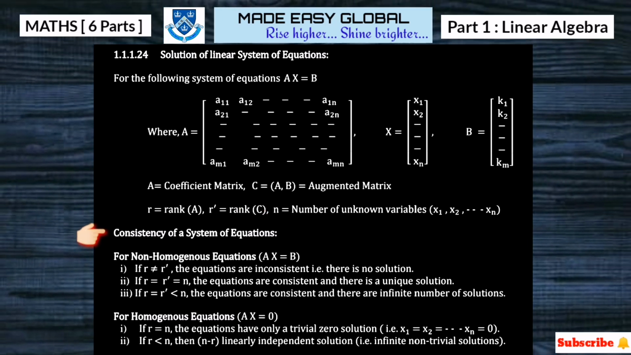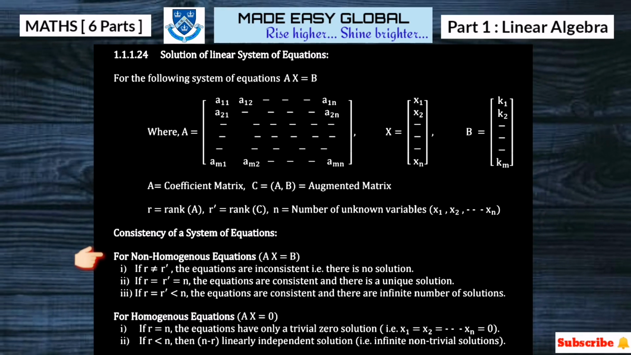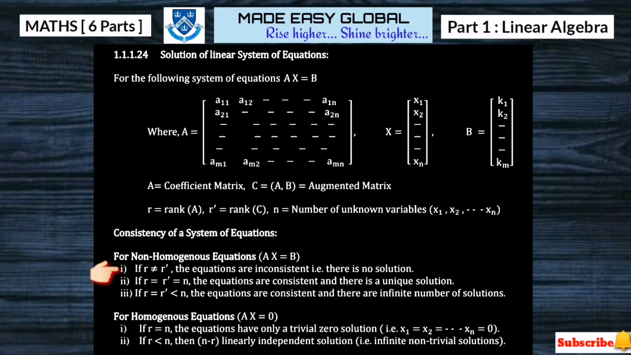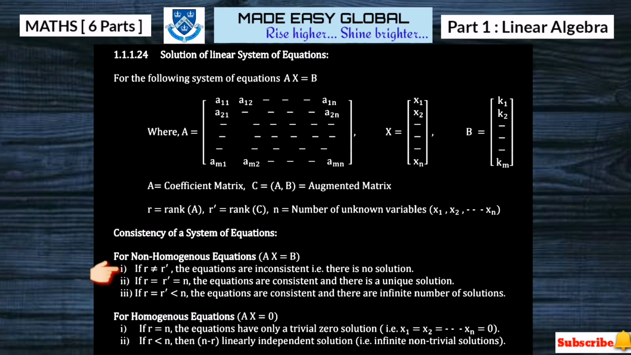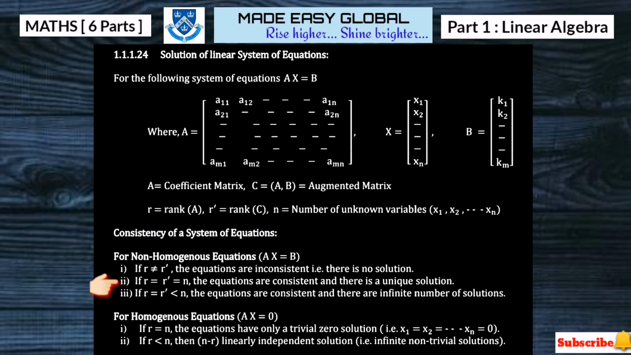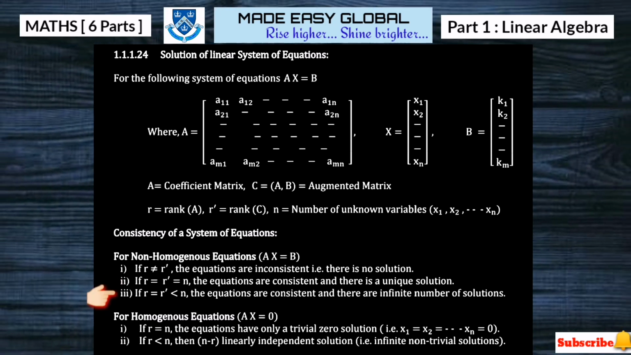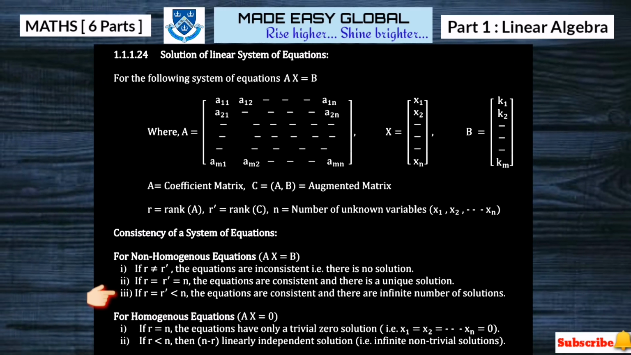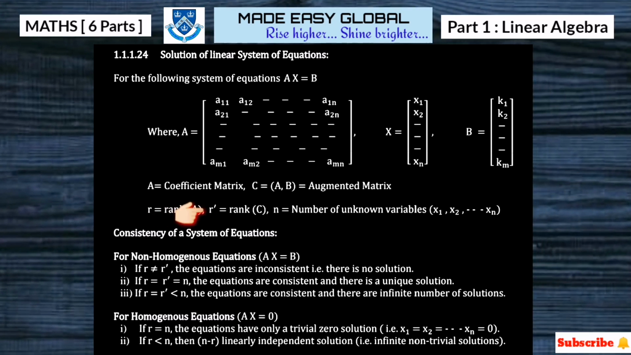Here is the consistency of a system of equations. First one is for non-homogeneous equations, so AX = B. There are three cases for the non-homogeneous equations. First, if R is not equal to R dash, then the equations are inconsistent, or you can say that there is no solution. Second, if R = R dash = N, then the equations are consistent and there is a unique solution. Third, if R = R dash and less than N, then the equations are consistent and there are an infinite number of solutions. Here R dash is the rank of the augmented matrix.